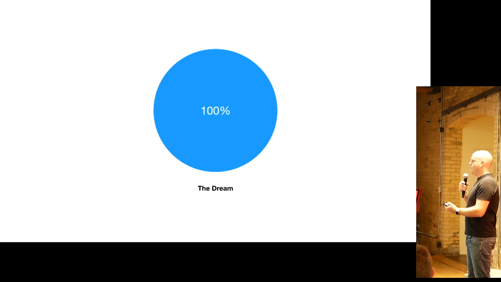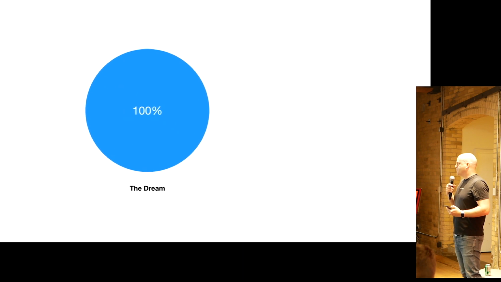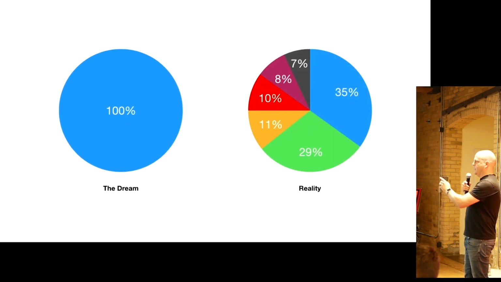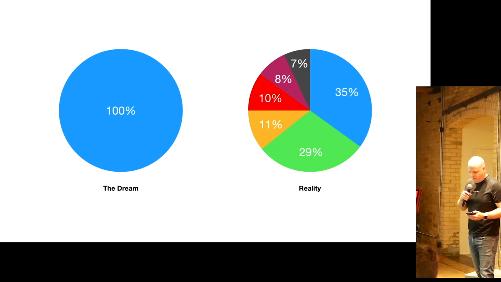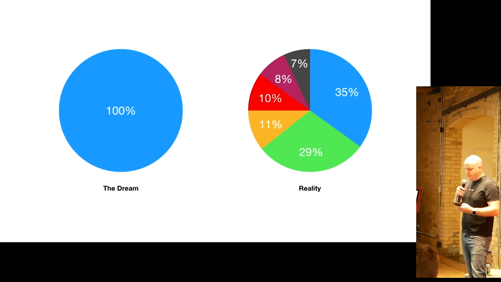So our dream is that everyone is on the same version of our app. The reality is looking like this at best case. Usually there's a couple hundred more slivers that are progressively smaller of the users on each version of your app.